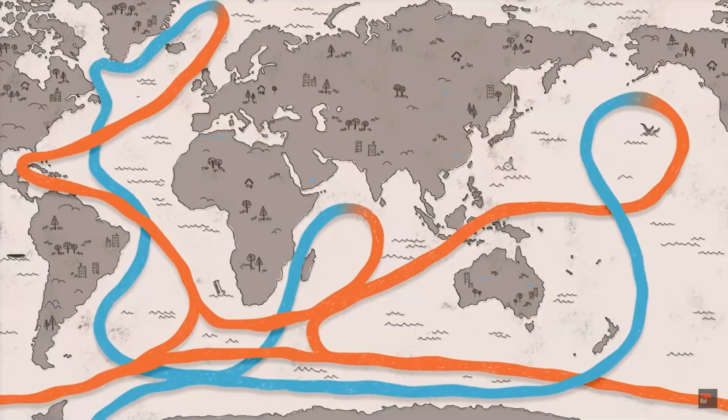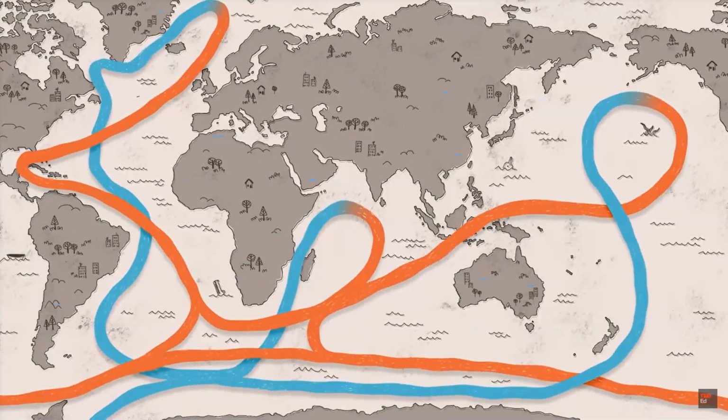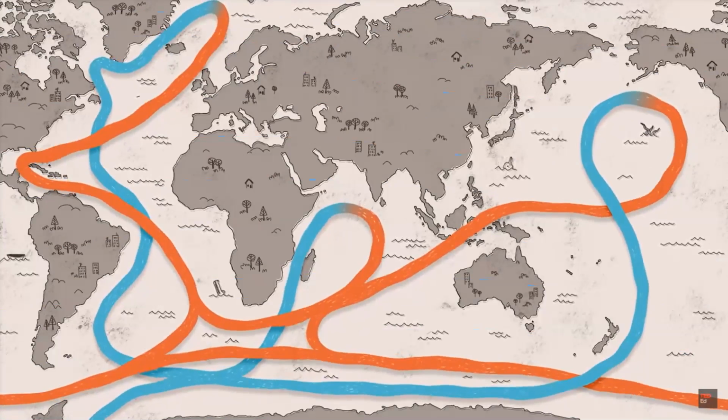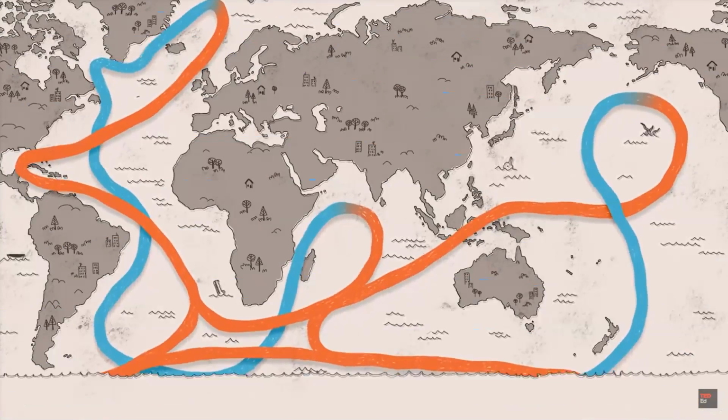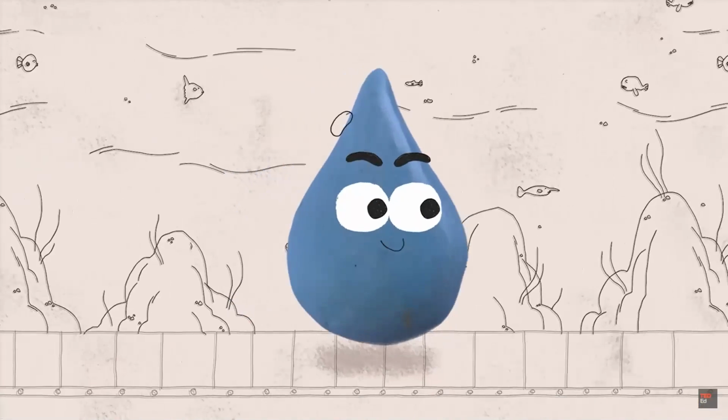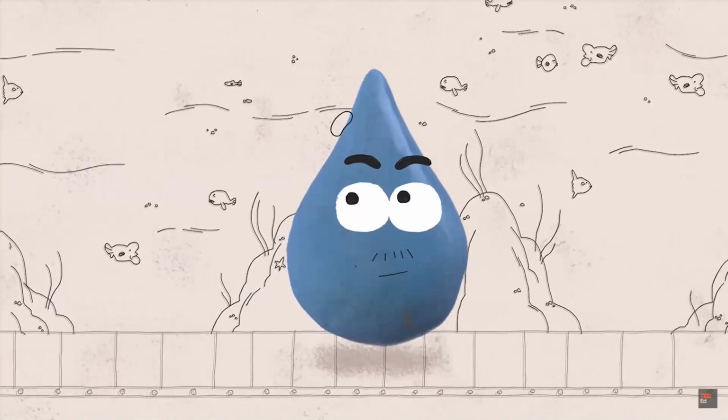The global conveyor belt is the longest current in the world, snaking all around the globe, but it only moves a few centimeters per second. It could take a drop of water 1,000 years to make the full trip.